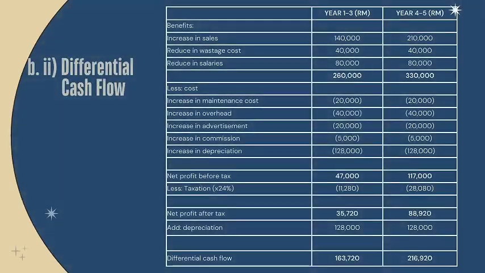After initial outlay, I will explain about differential cash flow. As we can see, this table summarizes the differential cash flow for two periods, year 1 until 3, the left one, and year 4 until 5, the right one. Let me walk you through the calculation process. Let's go! First, let's calculate the benefits.